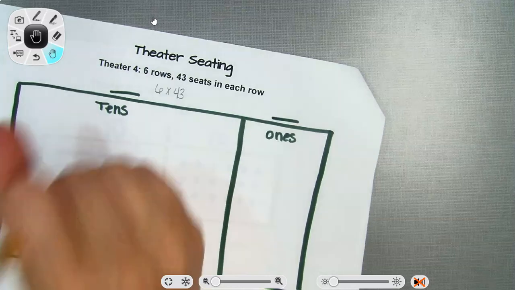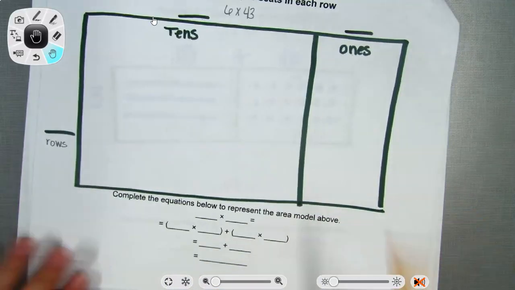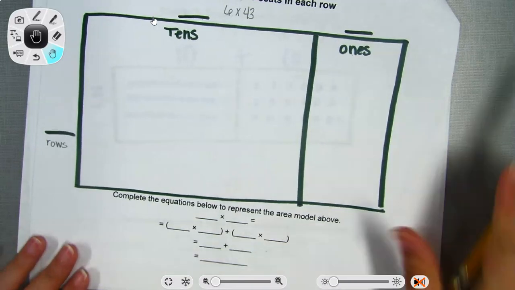All right, you have to draw your tens and ones for me to see. All right, guys, and you have to fill out the bottom equation.